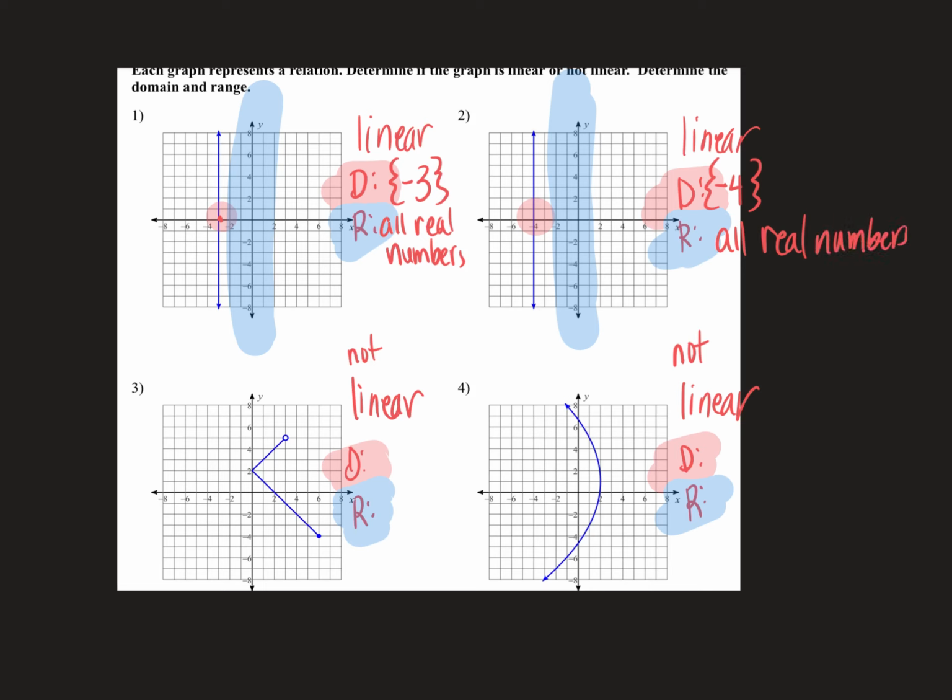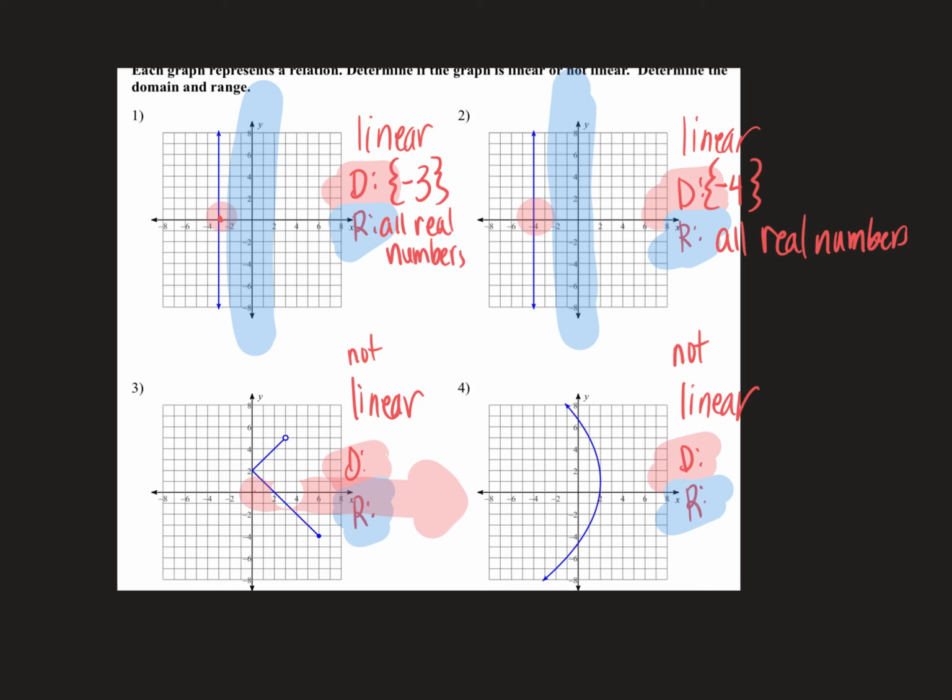Okay, let me go back to my red highlighter. How far left or right does it go? Well, the farthest left this graph goes is 0 for x, and it goes on forever. I do notice something though. I hope you notice this. This is a little complicated. It goes from 0 to 3, and then from 3 forever. So this domain is just a little bit different.